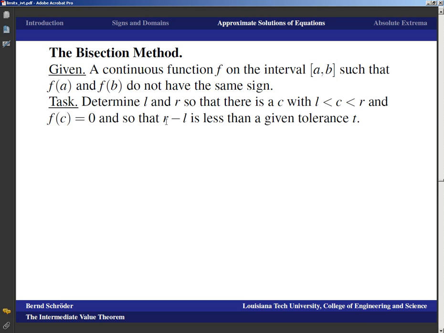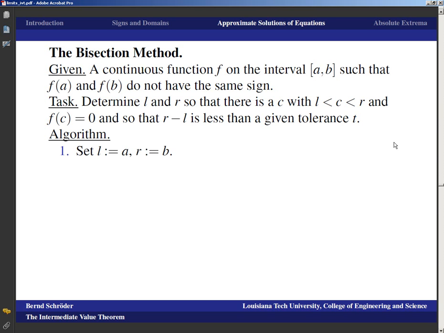And so that the difference between right and left is less than a given tolerance t, because really any time, for example, if you zoom in on a 0 of your function on a graphing calculator, let's say, you may have done that before. Basically what you're doing is you're giving it left and right bounds, and you're graphically making sure that the 0 is still within that interval.